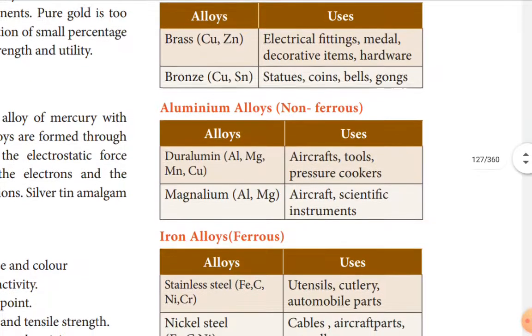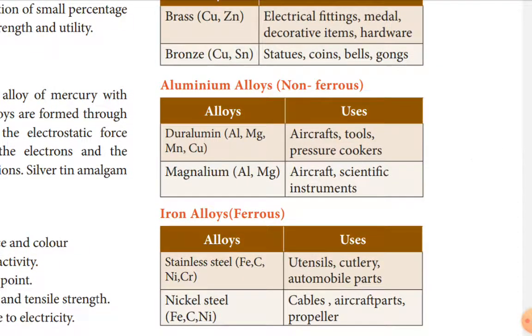Then aluminum alloy, also a non-ferrous alloy, duralumin. Duralumin contains aluminium, magnesium, manganese, copper. These are the four important elements. Uses: aircraft parts. Aeroplane parts can be manufactured because these alloys are light in weight. Their weight is very, very less. So aircraft parts are prepared, and tools, pressure cookers are also manufactured.